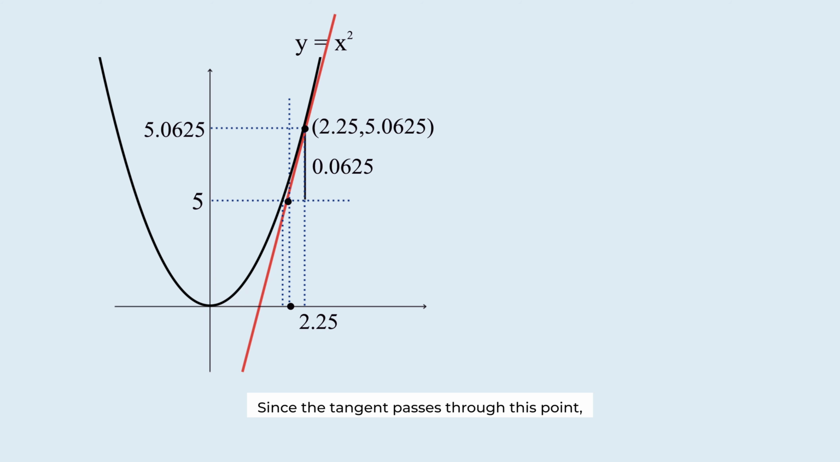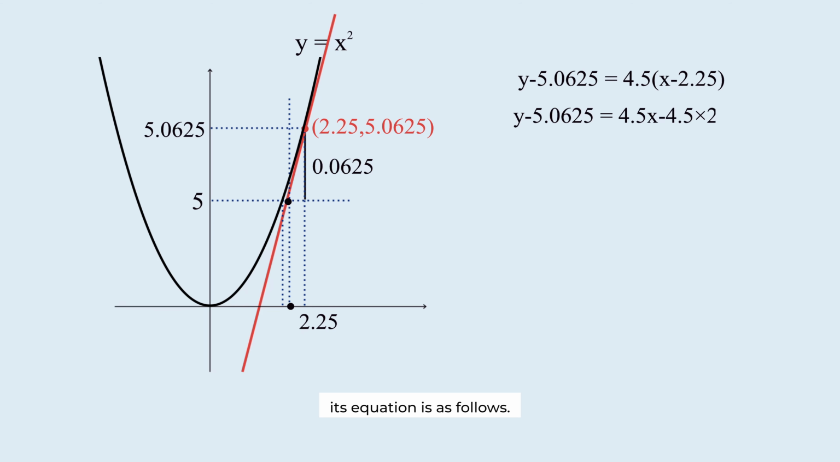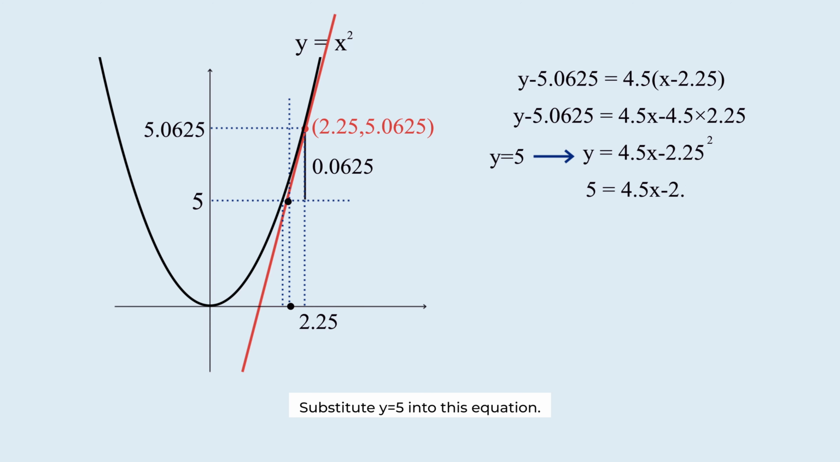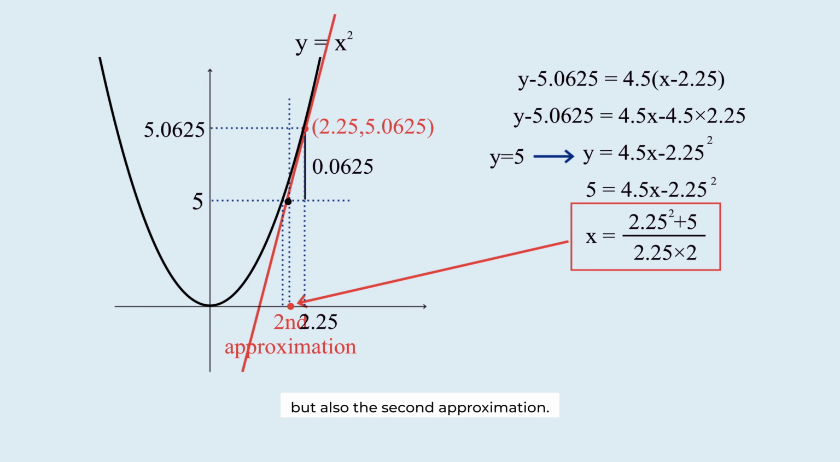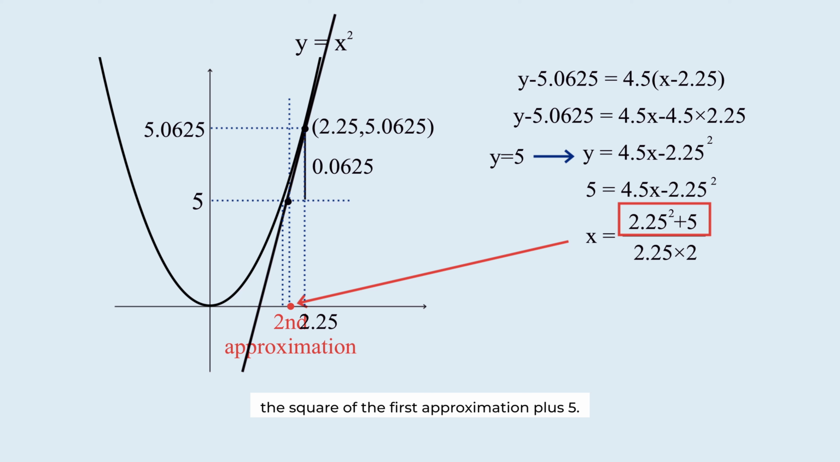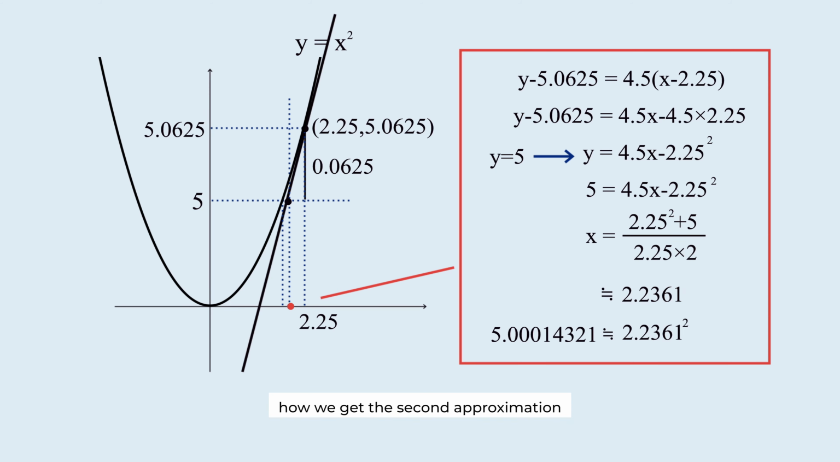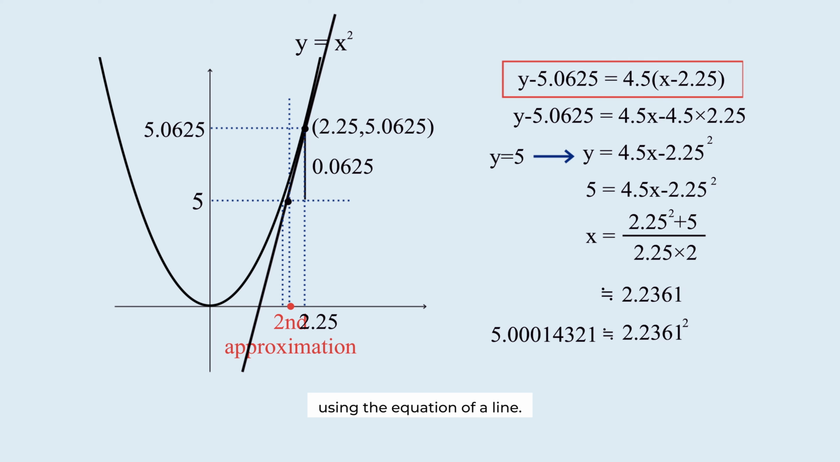Since the tangent passes through this point, its equation is as follows. Substitute y equals 5 into this equation. The solution to this equation is not only the x value of this point, but also the second approximation. The numerator is the square of the first approximation plus 5. The denominator is the first approximation times 2. X is approximately 2.2361. Its square is this. This is how we get the second approximation using the equation of a line.